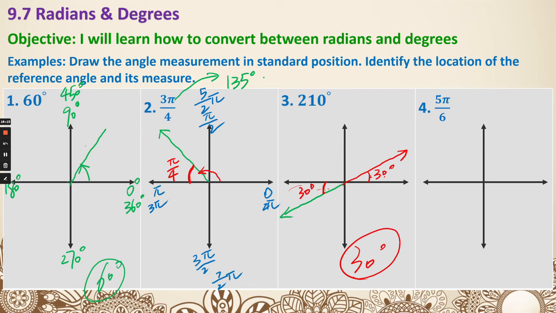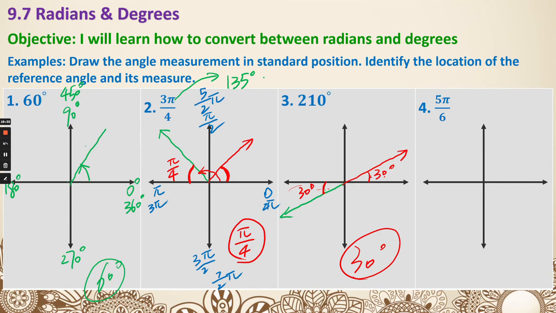I just need to represent pi over 4 in the first quadrant. And so I just need to reflect the angle into the first quadrant. So these two angles are the same. And the reference angle is going to be pi over 4. That is number 2. Number 4.